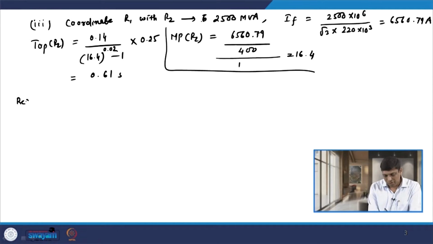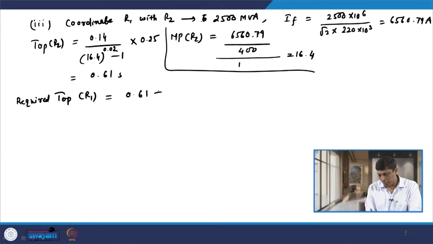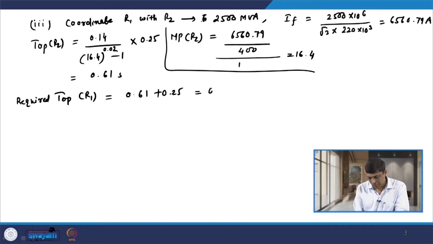Based on this, the required time of operation of relay R1 is given by 0.61 plus 0.25, that is the minimum coordination time. If I solve this, then we have the operating time, that is 0.86 second.